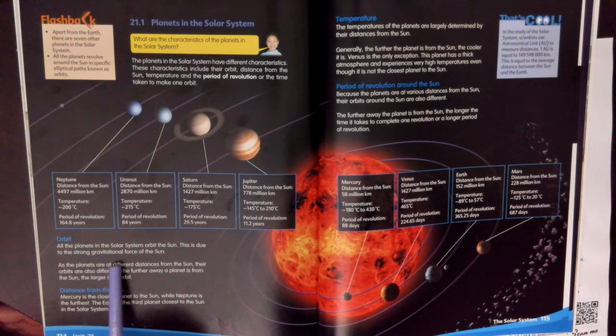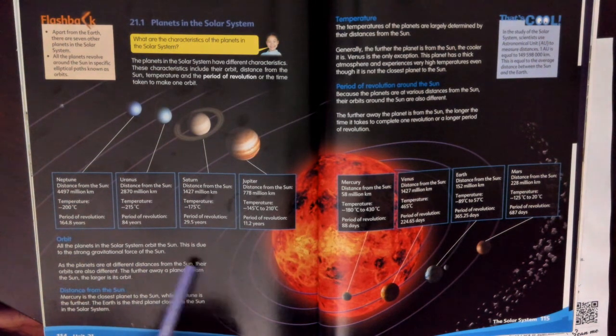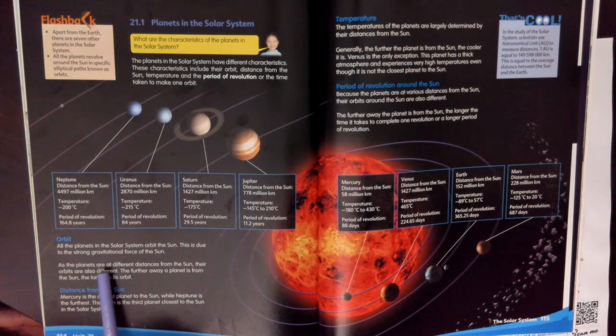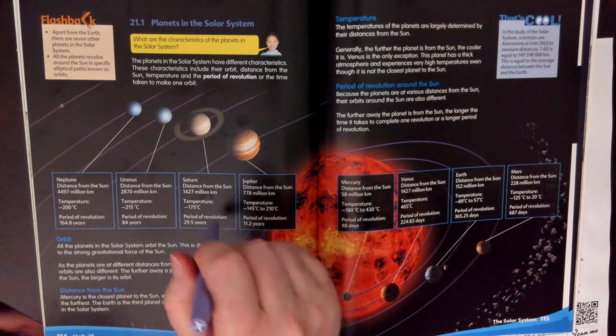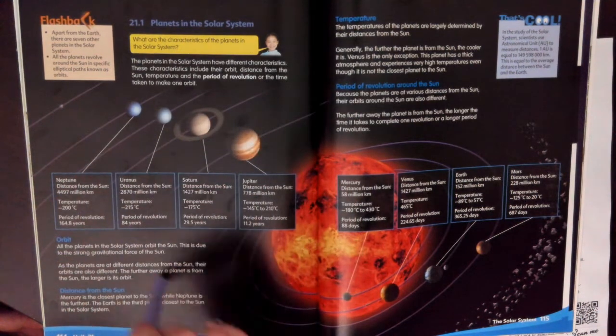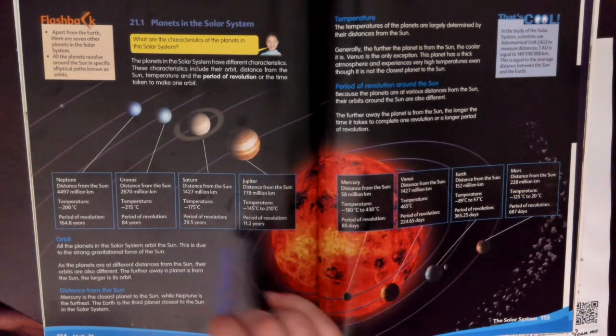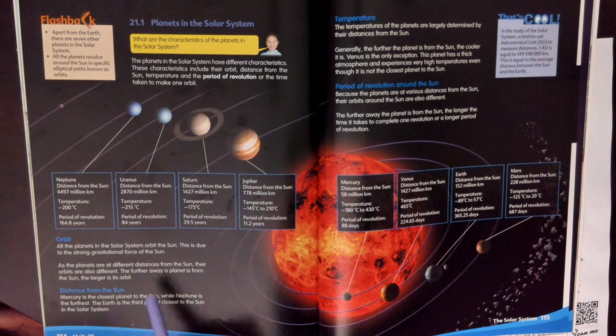As the planets are at different distances from the Sun, their orbits are also different. The further away a planet is from the Sun, the longer its orbit. So doesn't that kind of make sense? It's going to take you a lot longer to go around a big giant circle compared to a smaller circle.